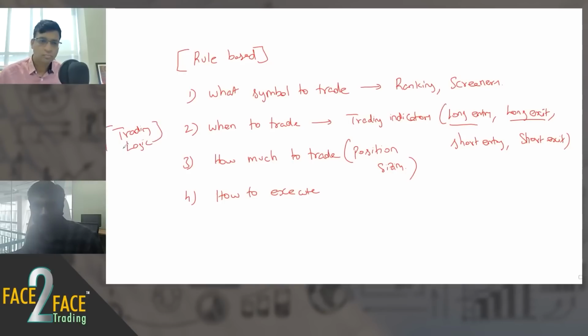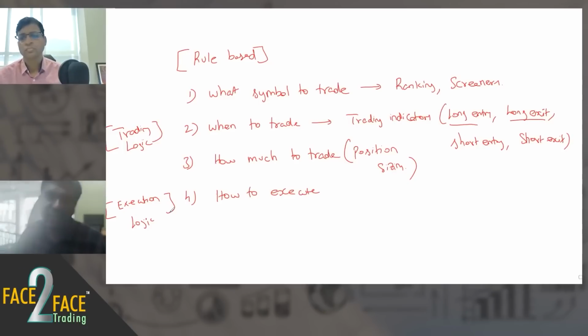Now, on top of the trading logic, we have something called execution logic. The difference between trading logic and execution logic is like when to trade and how to trade. When to trade talks about logical conditions, as I said, MACD crossing 0 or RSI greater than 65, that kind of logical conditions. It talks about entry and exit.